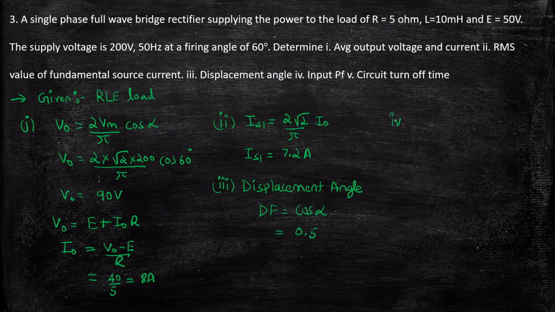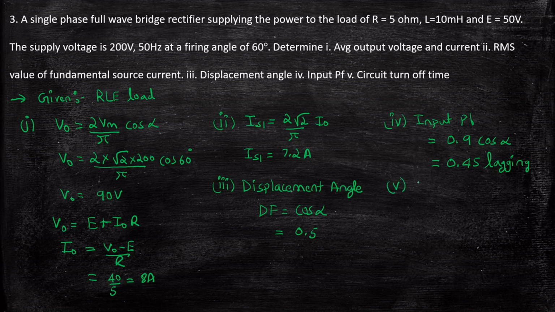The fourth bit in this is the input power factor. Again, we had seen this in the Fourier analysis. The input power factor is given as 0.9 times cos alpha. So substituting, you will be getting 0.45 lagging. So you'll have to always mention whether it is lagging or leading when we are finding the power factor. We are mentioning lagging because current is lagging behind the voltage.